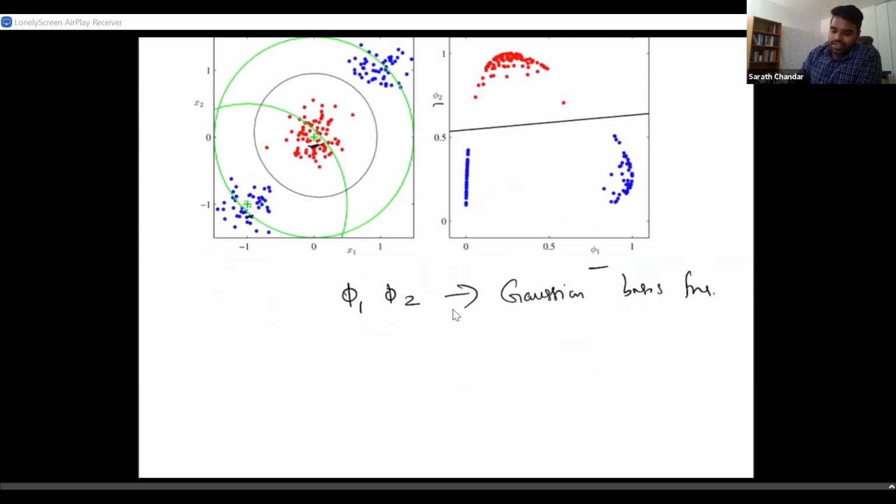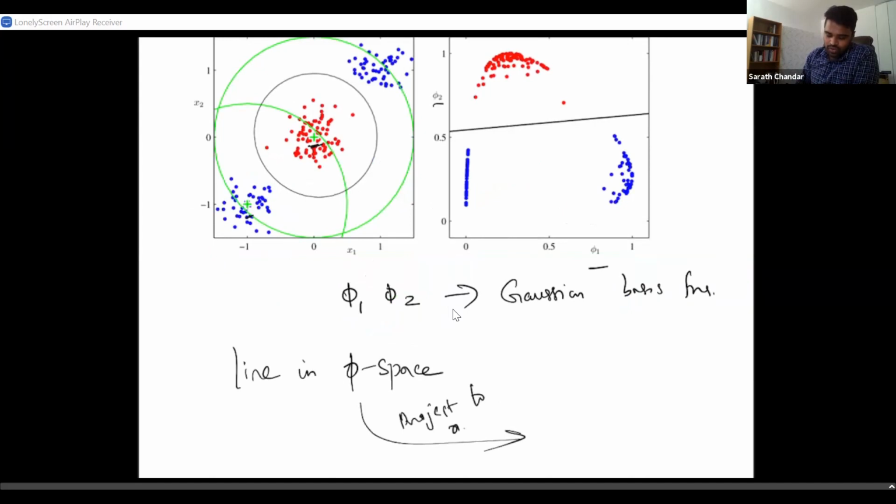Now this line in phi space, if you project it to the original space, to x1, x2, it is actually a circle. So you learn a linear model on top of a nonlinear basis function, then you project it back to the original x, and you get a nonlinear decision boundary.